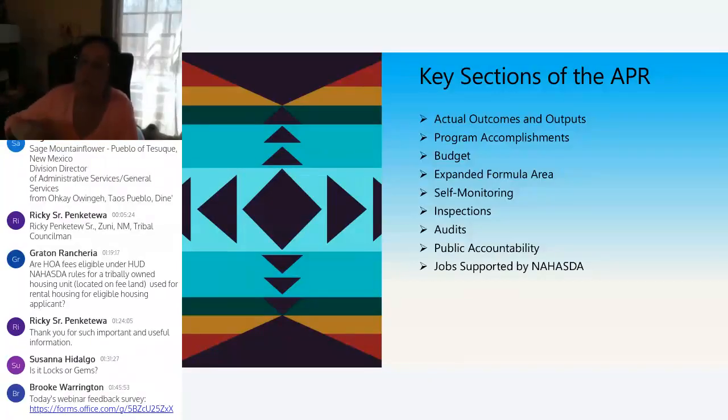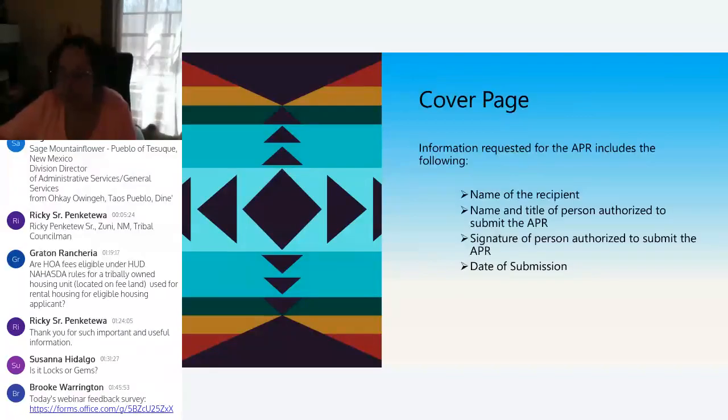Key sections: expanded formula area, if you've done your self-monitoring, if you've done all your inspections during the year, if you've had your audits, your public accountability, did you put that out for public comment? This is what I accomplished during the year. These are my actual outcomes and outputs. I said I was going to do 8. I did 7. And your budget: how much did I leave left in these program areas?